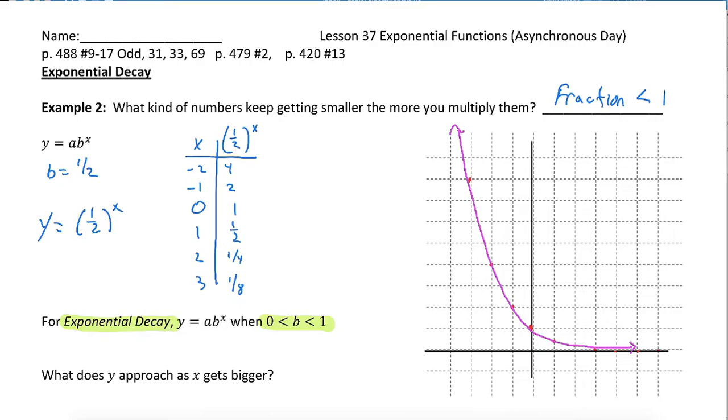We have the same horizontal asymptote as before, except this time the horizontal asymptote is on the right-hand side. So the y will get closer and closer to 0. So our end behavior will be the opposite of last time.